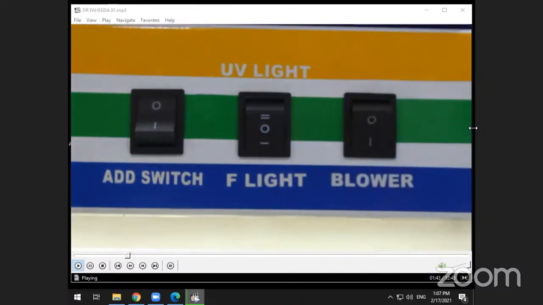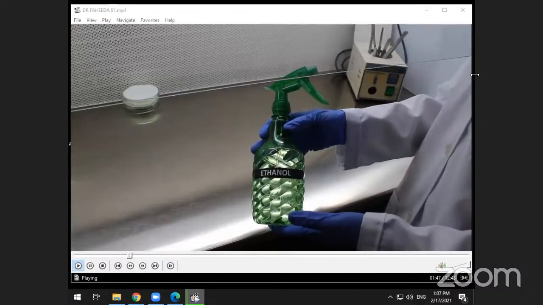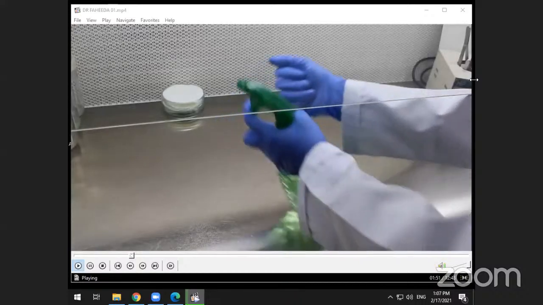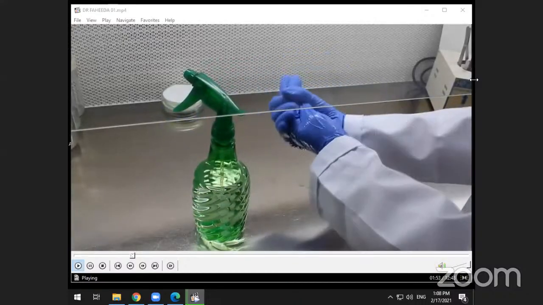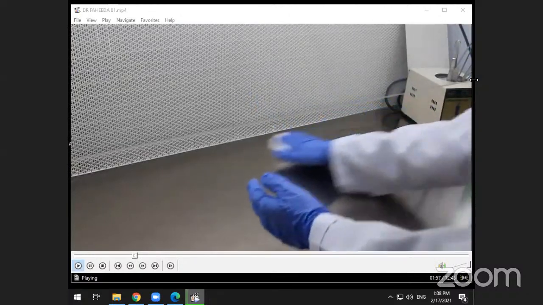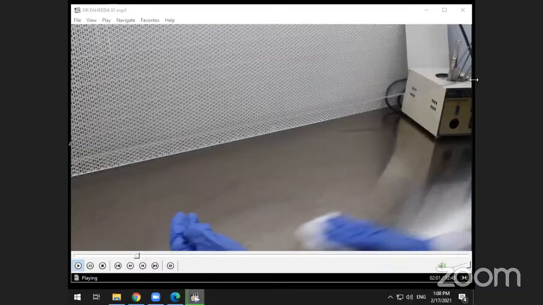Before starting your experiment, wear a pair of gloves and sanitize them with 70% ethanol. Clean the surface of hood with 70% ethanol and wipe all the excess ethanol with autoclaved cotton.